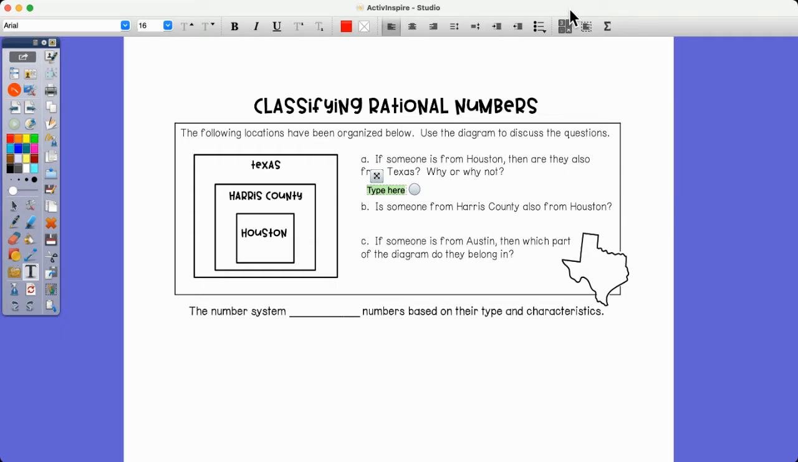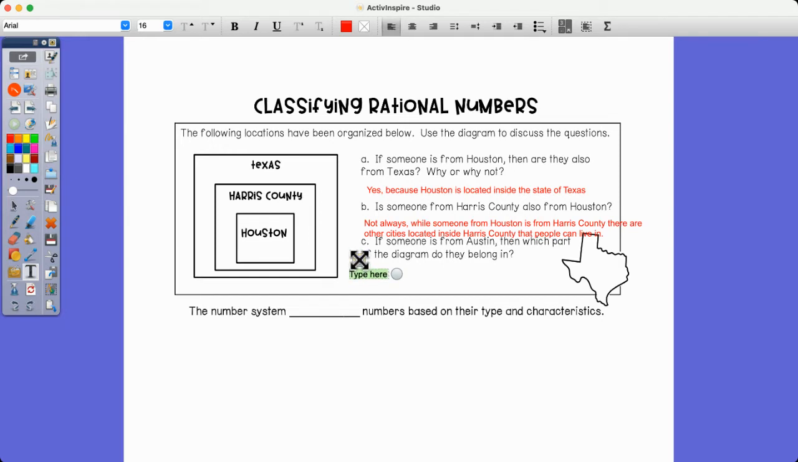So if someone is from Houston, then are they also from Texas? Well, the answer is yes, because Houston is located inside the state of Texas. So the next question says, well, is someone from Harris County also from Houston? Okay? And in this case, the answer is not always. While someone from Houston is from Harris County, there are other cities located inside Harris County that people can live in.